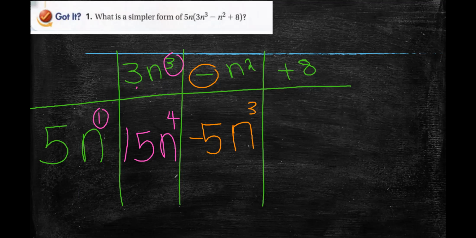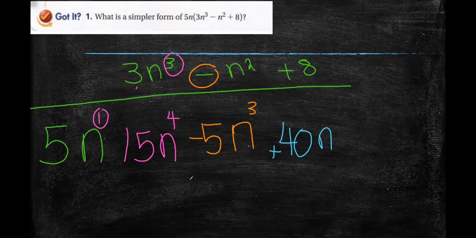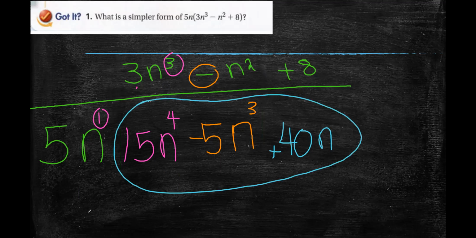Then, I will multiply 8 by 5n. It will be 40n. So the final answer here is 15n raised to the power 4. Let's now remove this one here. This is now the final answer: 15n raised to the power 4 minus 5n cubed plus 40n.